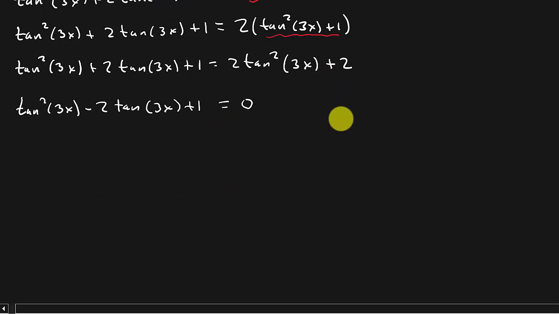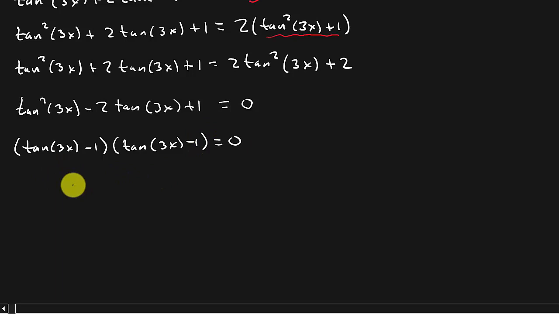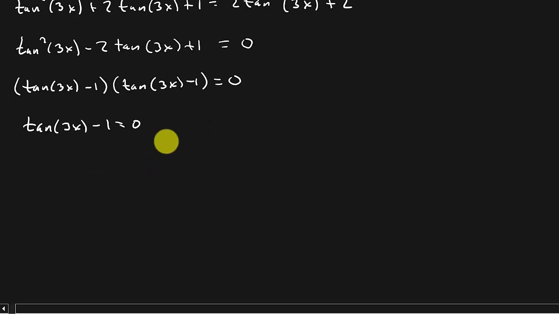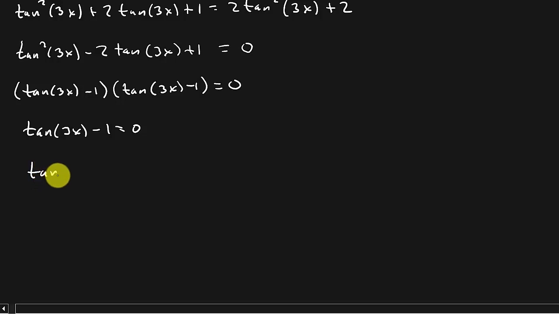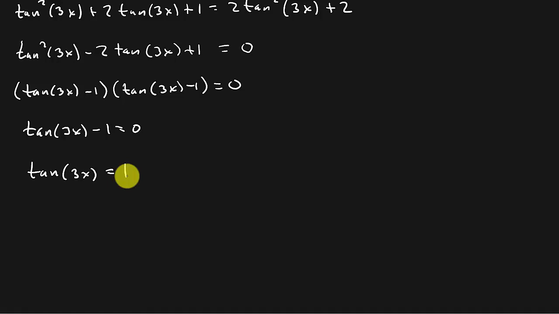Now we got to factor. So this factors into what? Tangent 3x minus 1 times tangent 3x minus 1 equals 0. So you can see we've got the same factor, don't we? We've got the same factor. So I just need to set one of them equal to 0. And now just solve. So I get tangent 3x equals 1. See that? Tangent 3x equals 1.